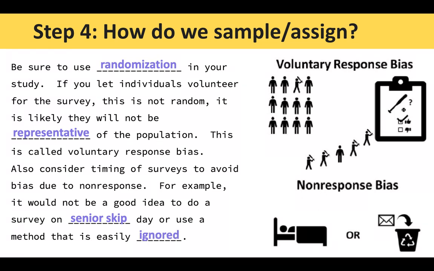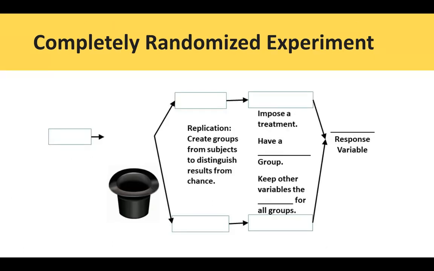Or we don't want to use a method that is easily ignored. Usually phone surveys are a really bad idea because people don't really pick up their phones, especially for numbers that they don't recognize. So doing surveys via phone is not really a good idea anymore these days. Even email surveys can be not a great idea because it's easy to ignore them. So non-response bias is what we call it when maybe we pick a sample randomly, but not everybody who's picked responds. They can ignore it, or they're not there, or whatever. So that's non-response bias.